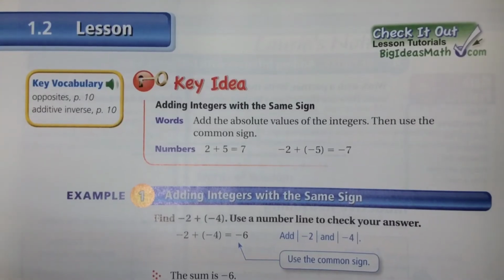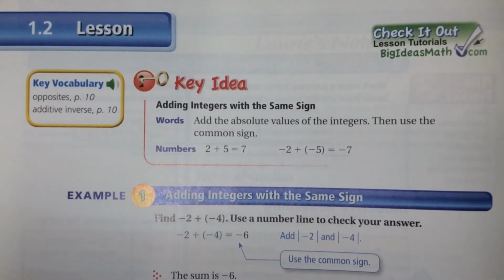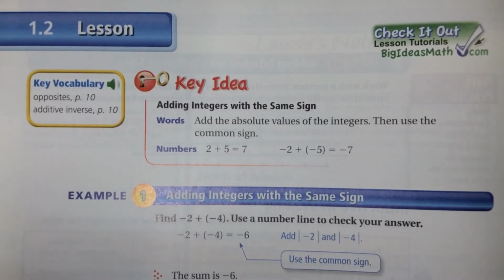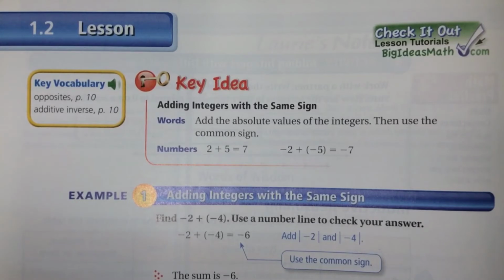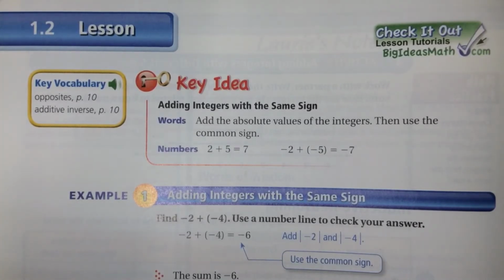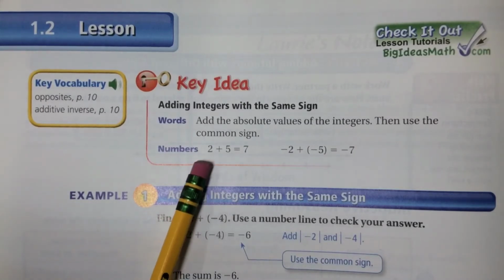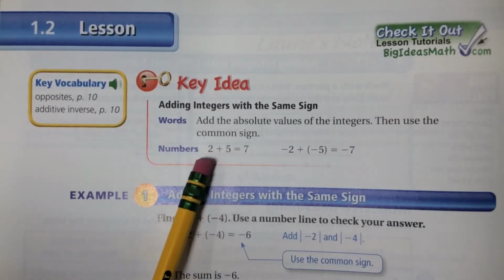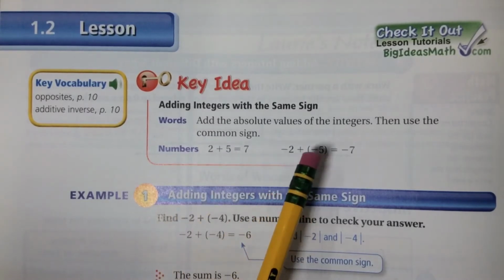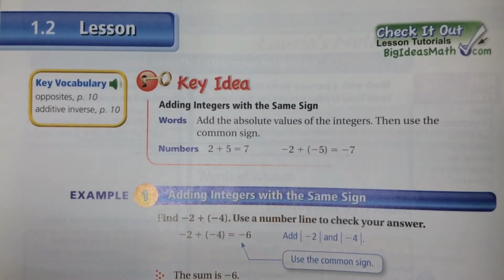All right, this is lesson 1.2. We're still talking about integers, and it's on page 10. So if you're following along, page 10. And it says adding integers with the same sign. So here we have two positive integers, and here we have two negative integers being added together. So that's what they mean by the same sign. It says add the absolute value of the integers, then use the common sign.